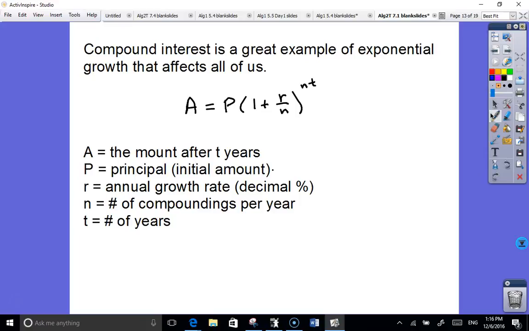Now, if you notice in the exponent right there, n times t, that means that's the number of compoundings per year times the number of years, which means altogether it's the number of compoundings. So like if you had 12 compoundings per year and you had 2 years, that's 24. Okay.